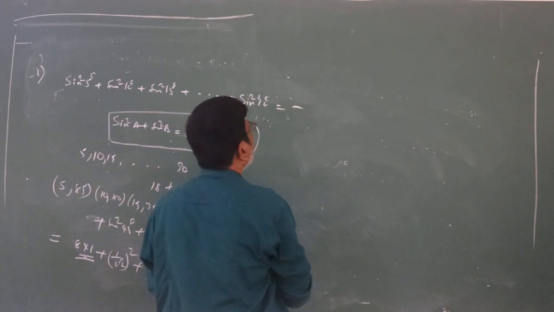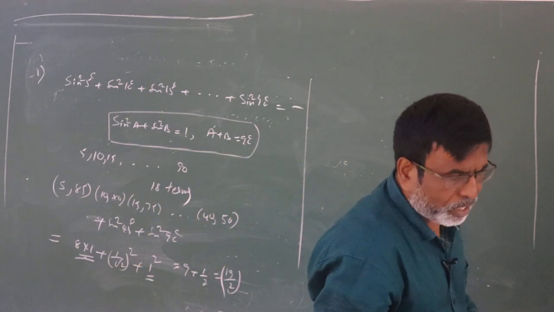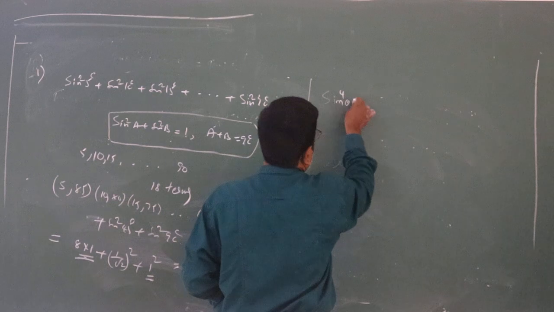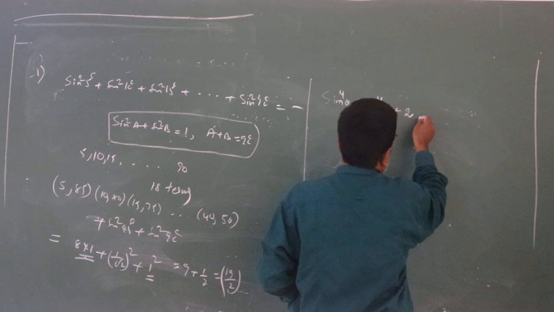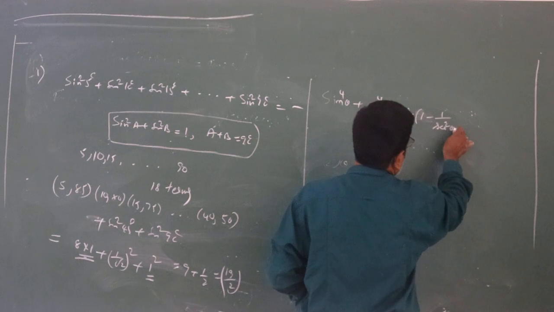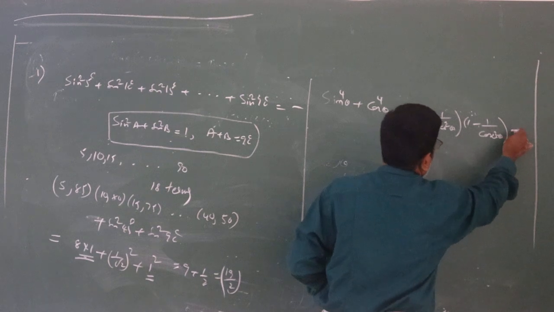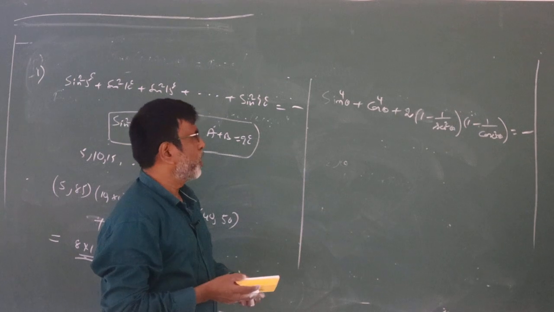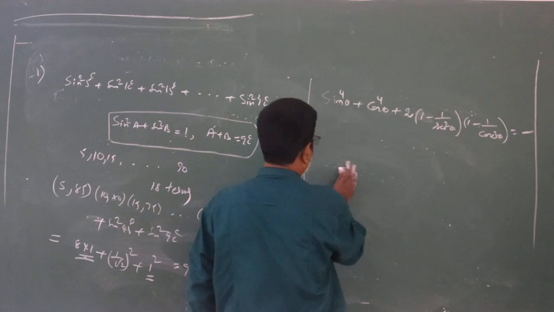Now we are going to discuss one more problem like this. Suppose the question is given like this: sin theta power 4 plus cos theta power 4 plus 2 into 1 by 1 minus 1 by secant square theta into 1 minus 1 by cosecant square theta equals dash. It seems to be a very tough question, but this is an easy question. Here, remember one formula shortcut.